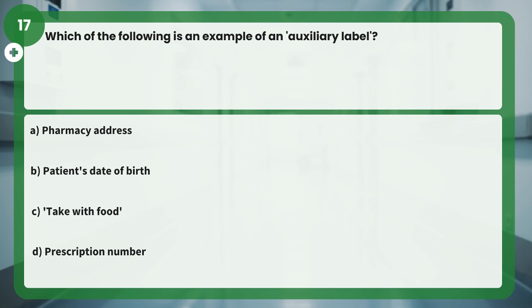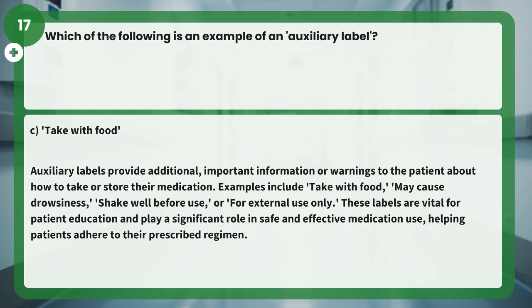Question 17. Which of the following is an example of an auxiliary label? A. Pharmacy address. B. Patient's date of birth. C. Take with food. D. Prescription number. Answer C. Take with food.